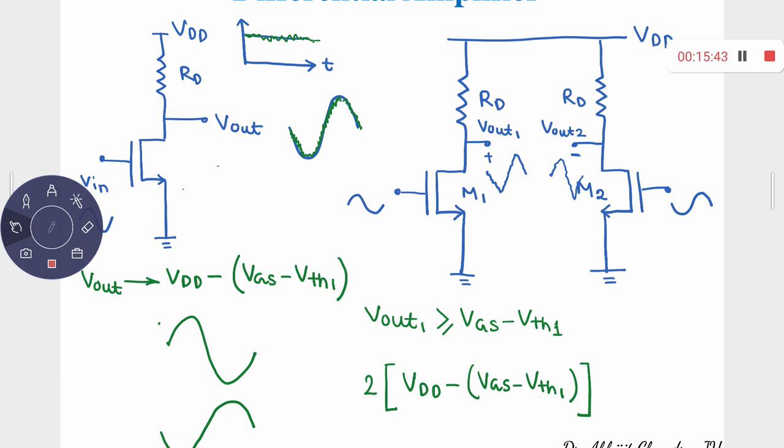What will be the swing? What do you think will be the swing for the left amplifier, the single-ended amplifier that you already studied? What is the available swing? What do you feel? 2 gm RT? gm RT? Why, sir? Why gm RT? Double swing.